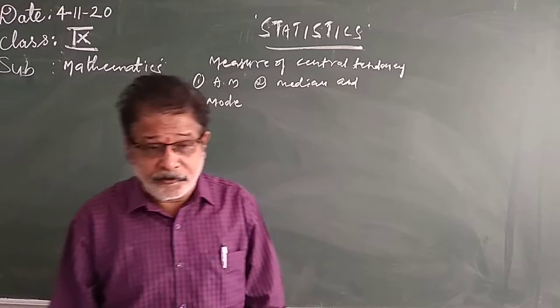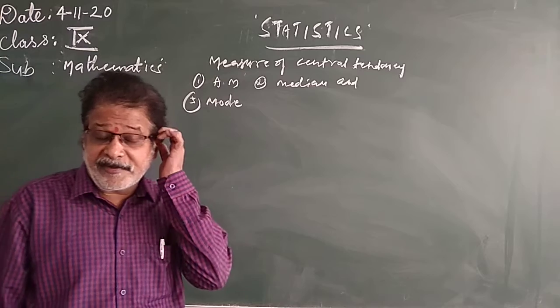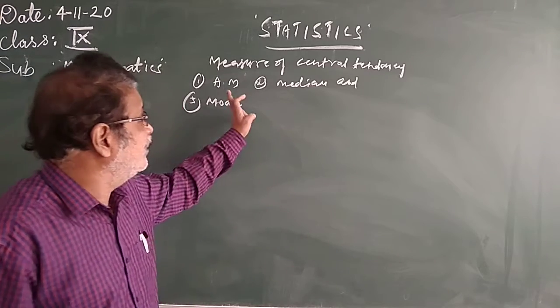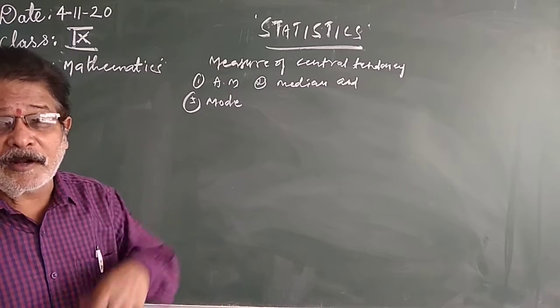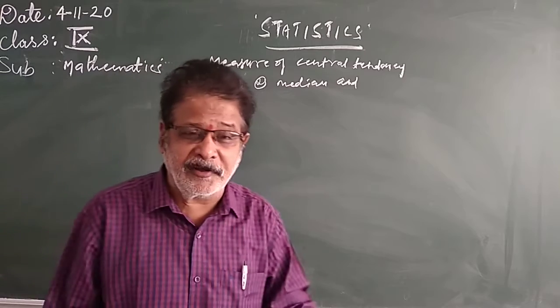Good morning. So we are doing a statistics chapter. Yesterday we discussed the measures of central tendency. What are the measures of central tendency? Arithmetic mean, median, and mode. These three are called measures of central tendency.